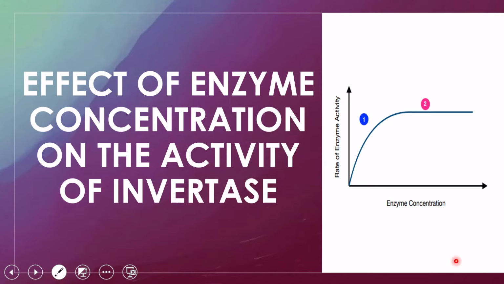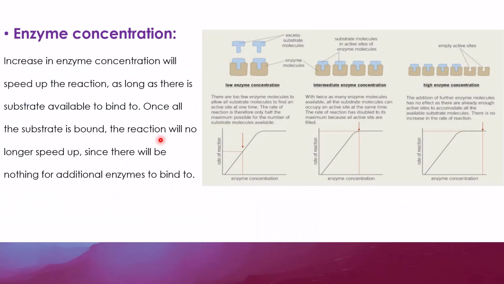Today, we are looking at the effects of enzyme concentration on the activity of invertase. So let's just start by looking at enzyme concentration. First of all, we have to notice that an increase in enzyme concentration will speed up the reaction as long as there is substrate available to bind to.